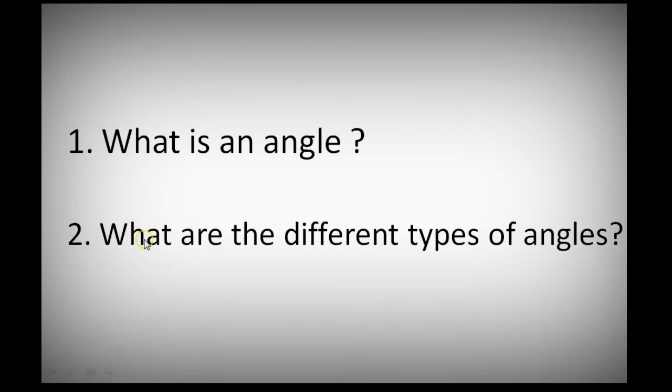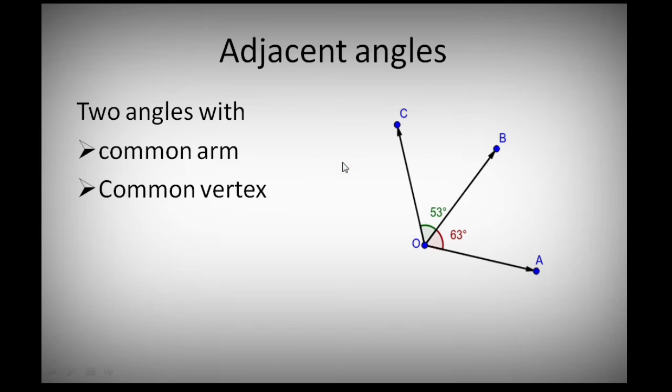Also we learned different types of angles. What are those? Acute angle, right angle, obtuse angle, straight angle, reflex angle, and complete angle. Along with that we have zero angle also. So let us go for our concepts.